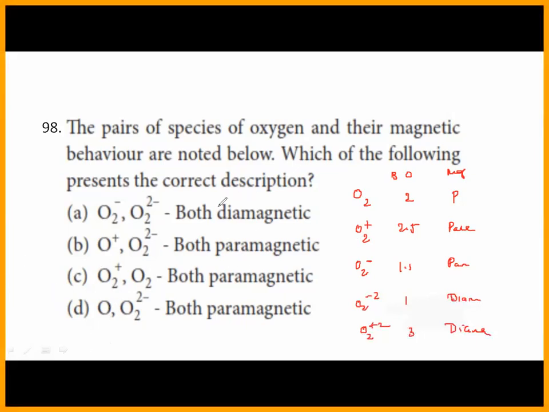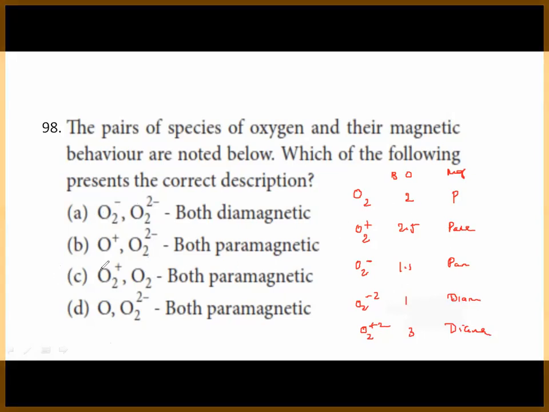So which is O2 minus and O2 minus 2? O2 minus is paramagnetic, O2 minus 2 is diamagnetic. So it is wrong. O2 plus, O2 minus 2: O2 plus paramagnetic, O2 minus 2 diamagnetic. Wrong. O2 plus and O2: O2 plus is paramagnetic, O2 is also paramagnetic. So this is the correct option.